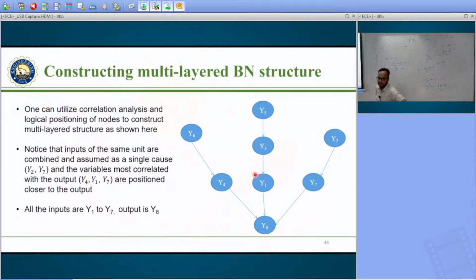So when you know this structure, what advantages do you get? Let's suppose I want to predict y8. y8 is my quality variable which I want to predict, and I got this structure. Can I further simplify it? You have a network structure now. I want to predict y8, and these are all the input variables. So can I further simplify the structure?